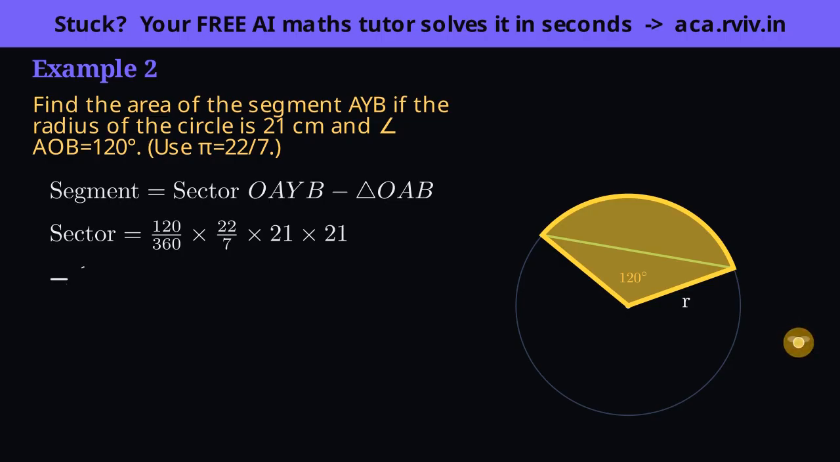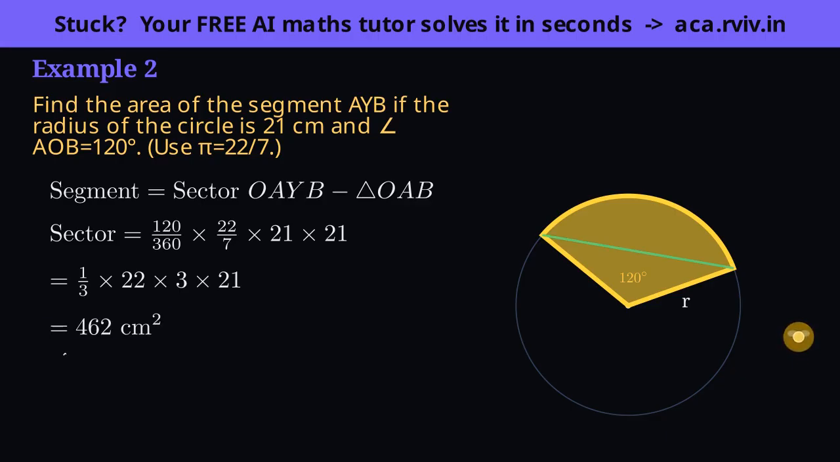Tidy as we go. 120 over 360 is 1/3, and one of the 21s divides the 7 to give 3, so the messy 7s vanish, just as we hoped. This is exactly why we picked 22 over 7. Multiply the whole numbers through and the sector comes out to a clean 462 square centimeters. Half our job is done, now the triangle.